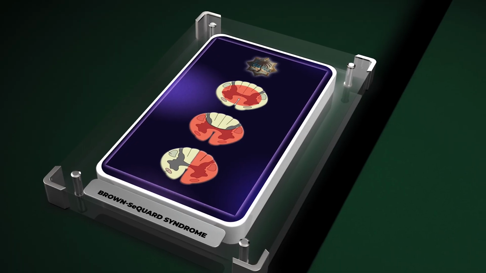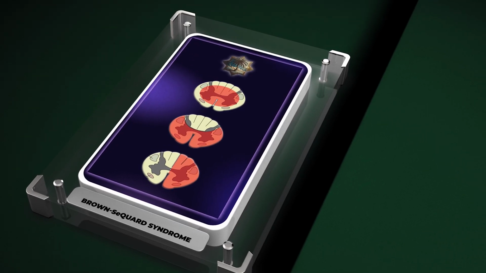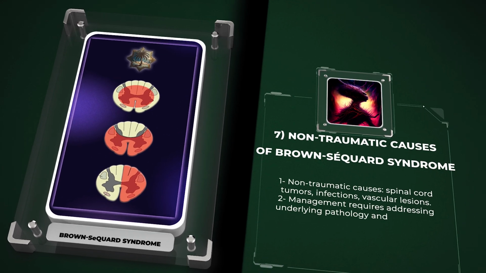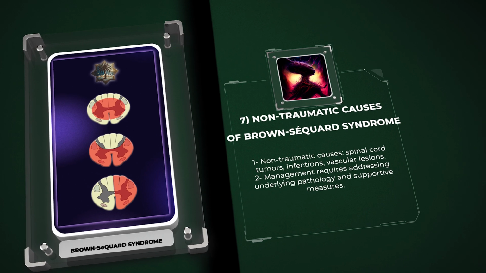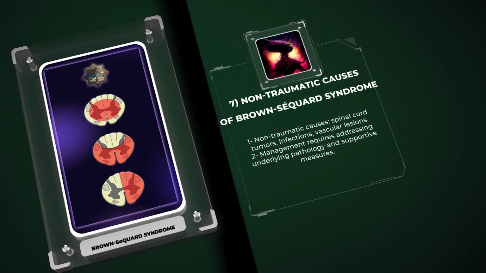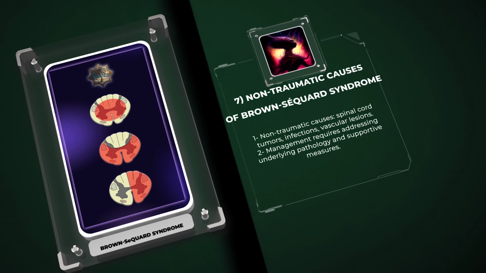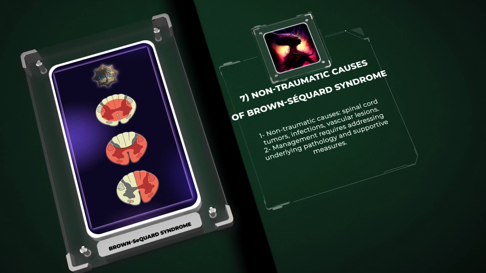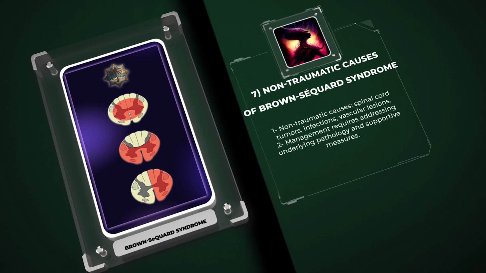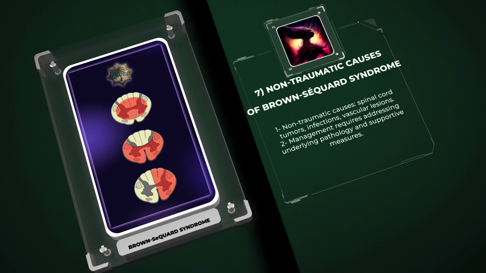While trauma is the leading cause of Brown-Séquard syndrome, it can also occur due to non-traumatic causes. These include spinal cord tumors, such as intramedullary tumors or extramedullary tumors compressing the spinal cord, infections, such as abscesses or meningitis, and vascular lesions, including arteriovenous malformations or spinal cord infarction. The management of Brown-Séquard syndrome arising from non-traumatic causes often requires addressing the underlying pathology through various medical or surgical interventions, in addition to supportive measures to optimize neural recovery and function.